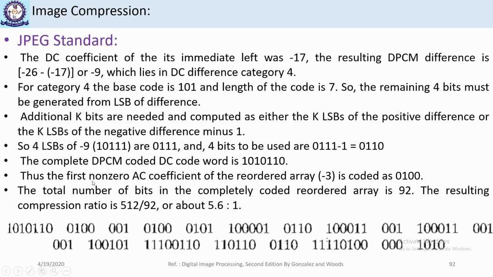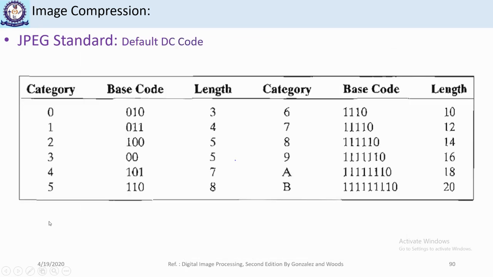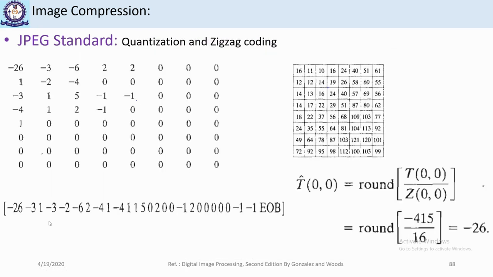The first non-zero AC coefficient of the ordered array is -3. So how will we code -3? If we look at the 1D array, the first AC coefficient is -3. In the case of AC coefficients, we do not take the difference. We take the difference only in the case of the DC coefficient, that is the first coefficient. For the remaining coefficients, we will not take the difference from the previous value. We will take -3 as it is.